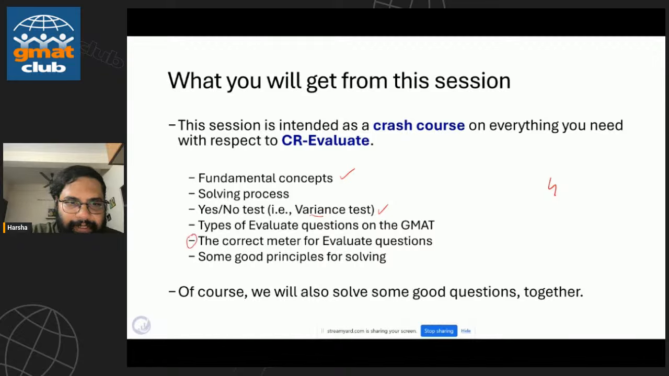And here is something that matters a lot to me. You should understand what is a correct meter for evaluate questions, and you'll see what I mean by that. And as always, some good principles for solving from my end. You're going to get that as well. Needless to say, we're going to solve some good questions together while we are here. But make sure you participate, guys. That way, it's a lot of fun.